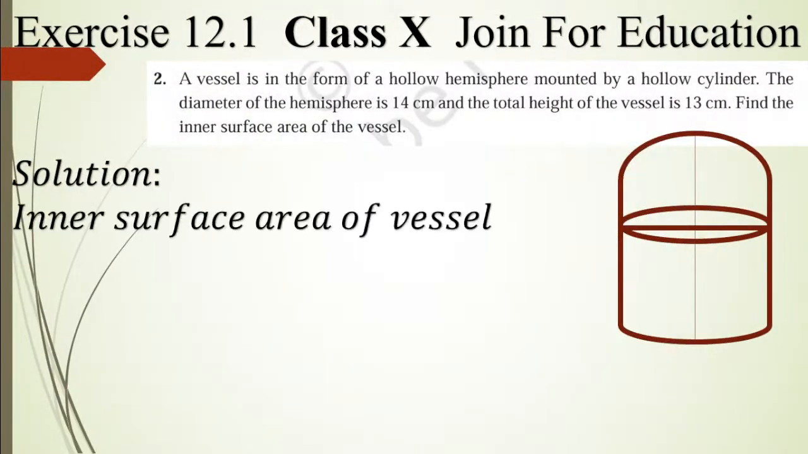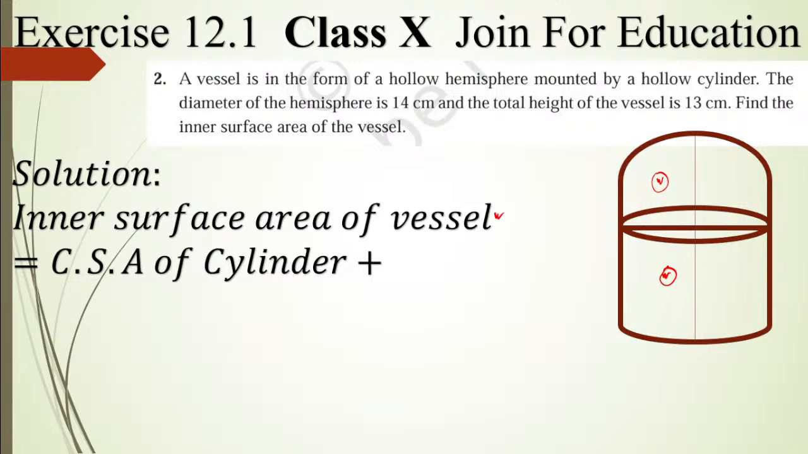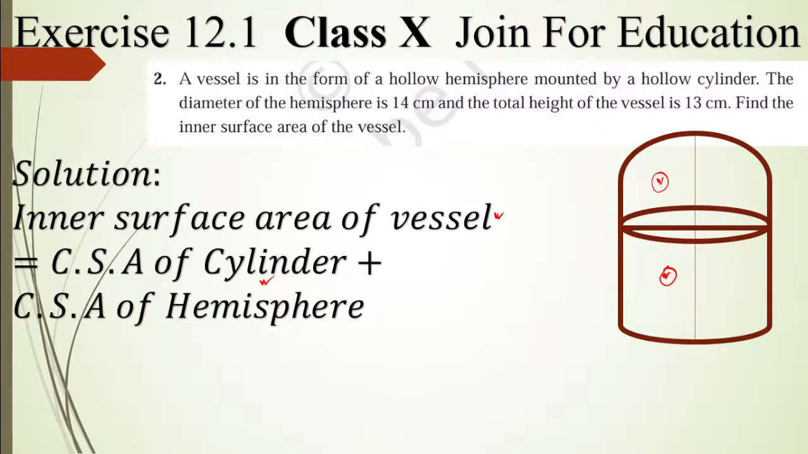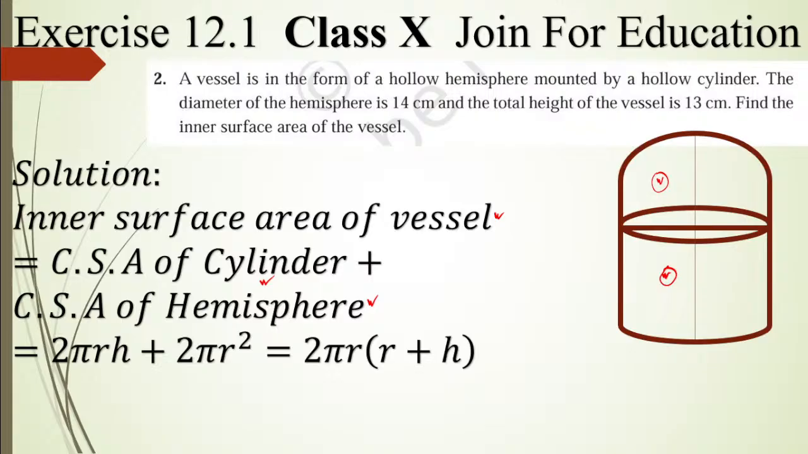Inner surface area of the vessel equals CSA of this part plus CSA of this part. So CSA of cylinder plus CSA of hemisphere, and we recall the formula: CSA of cylinder is 2 pi r h, and CSA of hemisphere is 2 pi r square. We take 2 pi r common, then we get r plus h. Hope there is no problem to understand up to this step.